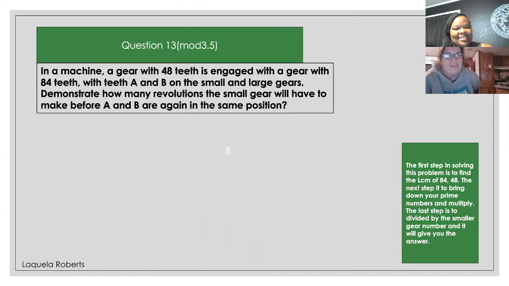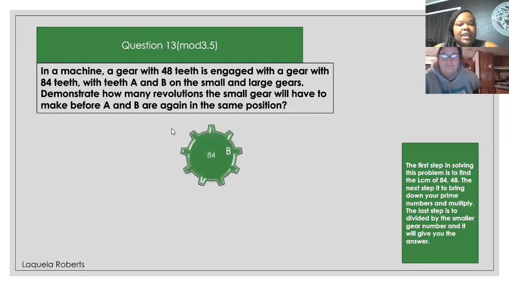Miss Dominique, question 13, mod 3.5. Oh, question 5. Okay, in a machine, a gear with 48 teeth is engaged with a gear with 84 teeth. With A and B on the small and large gears, demonstrate how many revolutions the small gear will have to make before A and B are again in the same position. All right.